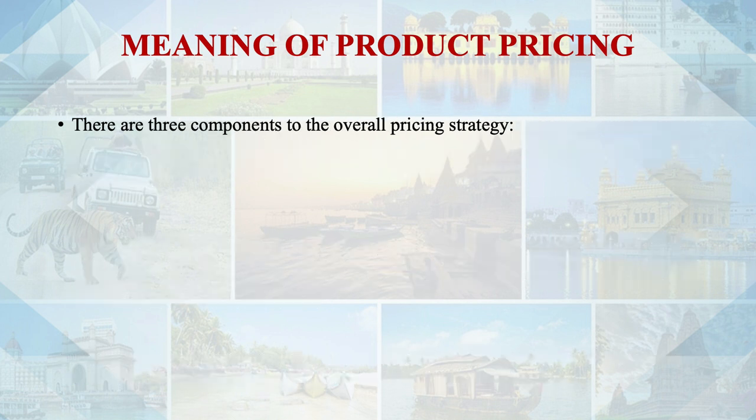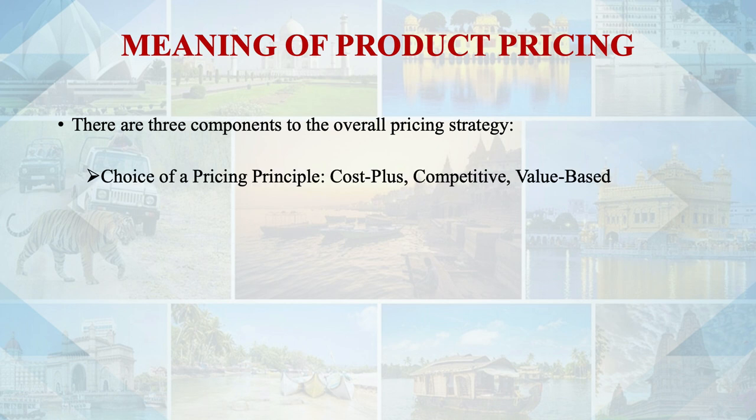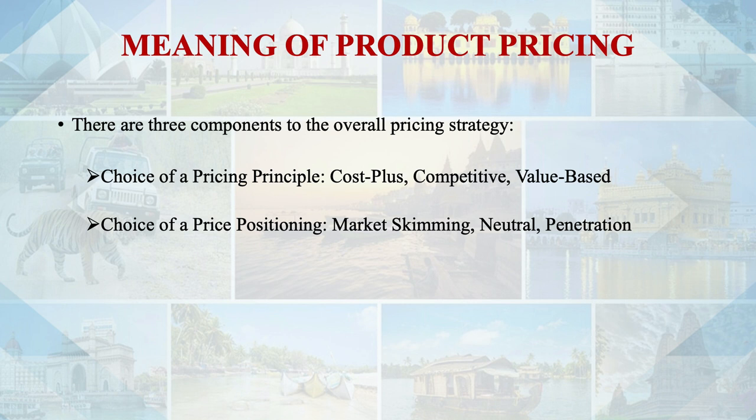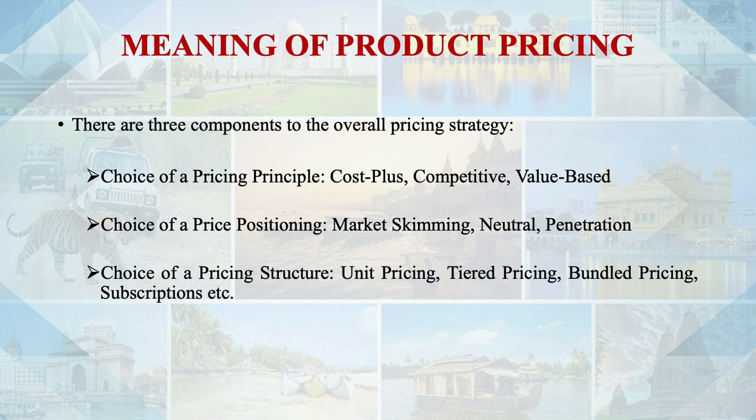There are three components to the overall pricing strategy. Let us discuss these three components one by one. The first is the choice of pricing principle, that is cost plus, competitive, or value based. Second is the choice of a price positioning, which involves market skimming, neutral, or penetration. And third is the choice of pricing structure. In this particular component, unit pricing, tiered pricing, bundled pricing, subscriptions, etc. are taken into consideration.